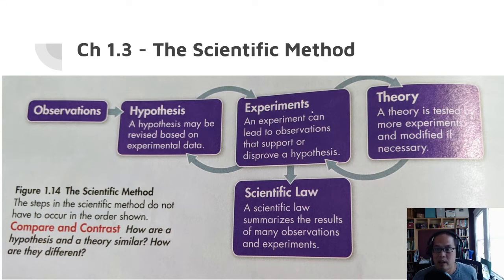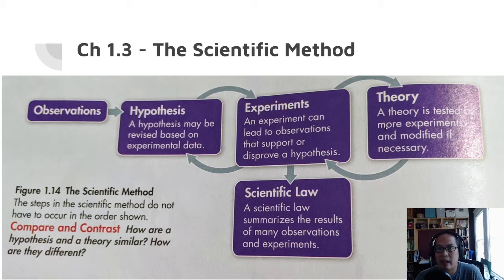When you do an experiment, it can lead to more observations that either support or disprove or don't support the hypothesis. If they don't support it, okay, you're going to go back and make a new hypothesis and then make another experiment to figure that out. But if they do support your hypothesis, then you can make one of two things. Actually, you'll just make one thing, and that is a theory.